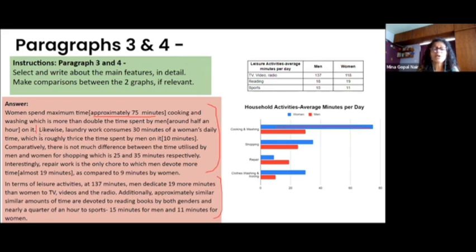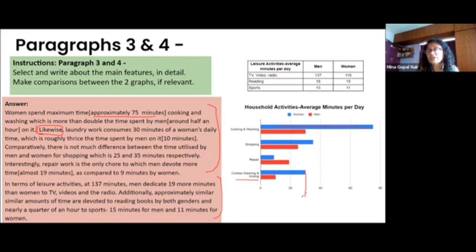Then likewise, this is a linking word. I'm using the word likewise because the trend is the same. Laundry work. Likewise, laundry work consumes 30 minutes of a woman's daily time. So you have laundry work over here, clothes washing and ironing. Instead of saying clothes washing and ironing, I have used the word laundry work.